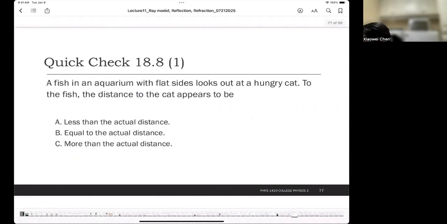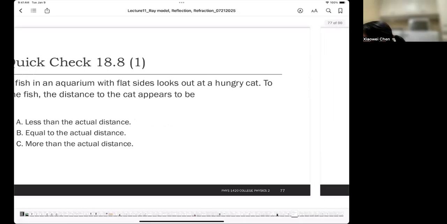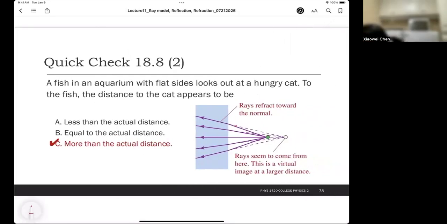Okay, let's talk about this question. A fish in an aquarium with flat sides looks out at a hungry cat. To the fish, the distance to the cat appears to be less than the actual distance, equal to the actual distance, or more than the actual distance. Let's analyze this question. You can see this is the water, and the fish is here, in the water.